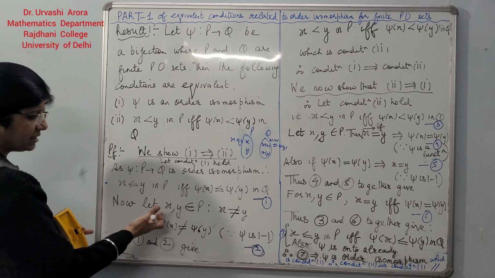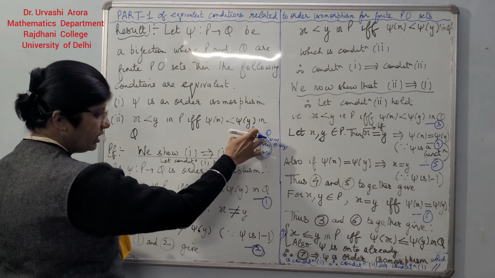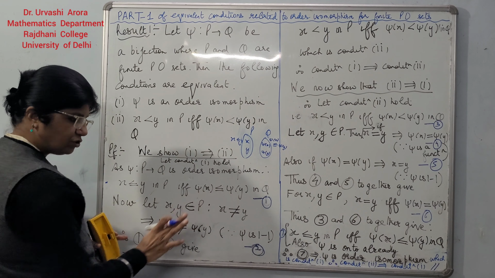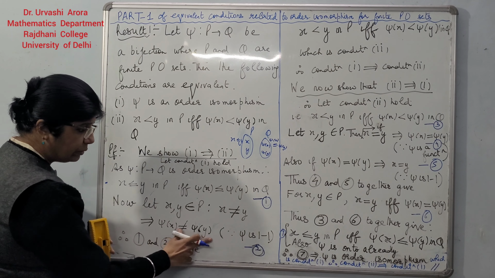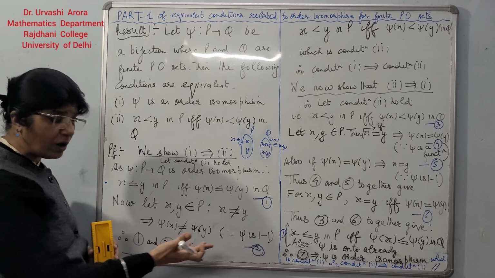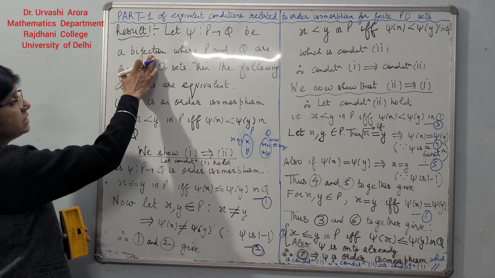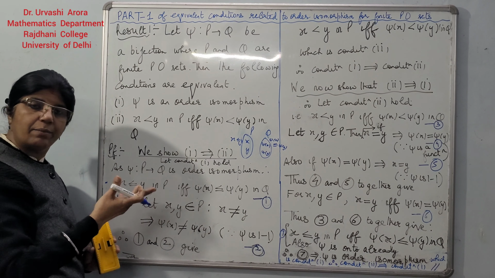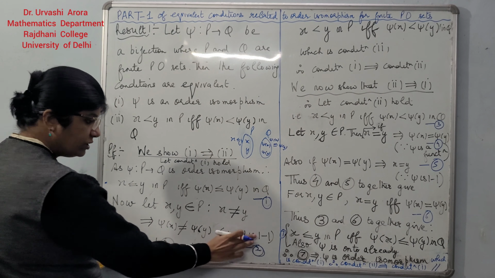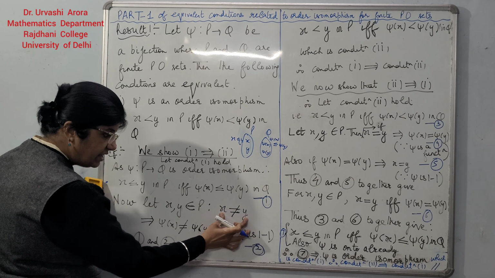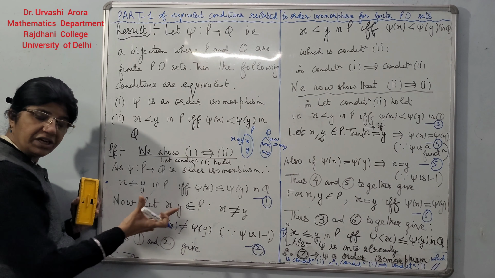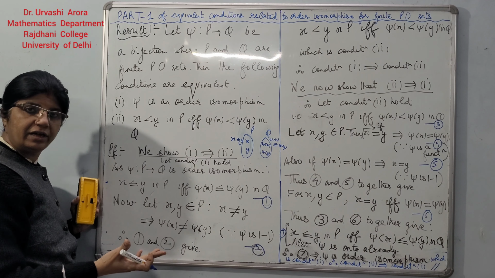So let me take x and y to be two elements over here in P, such that x is not equal to y. Then of course this implies psi x is not equal to psi y. Why? Because psi is 1 1, because psi is given to be a bijection, and a bijection is a 1 1 onto map. So because psi is 1 1, and by definition of 1 1, whenever the elements are distinct, their images are distinct. This is one way of defining a 1 1 map.